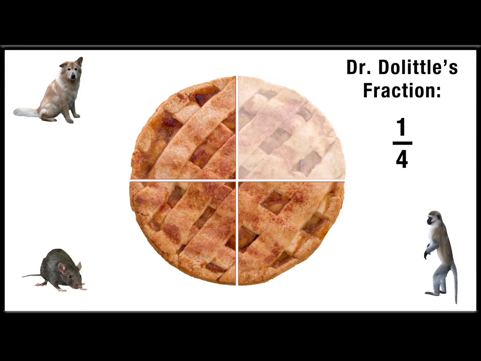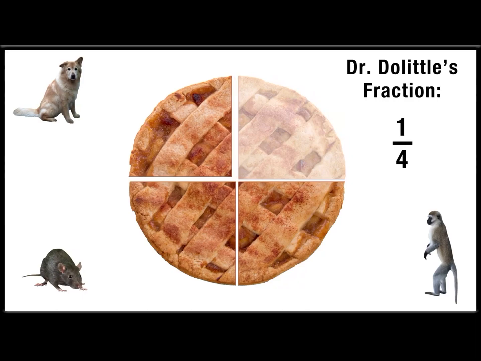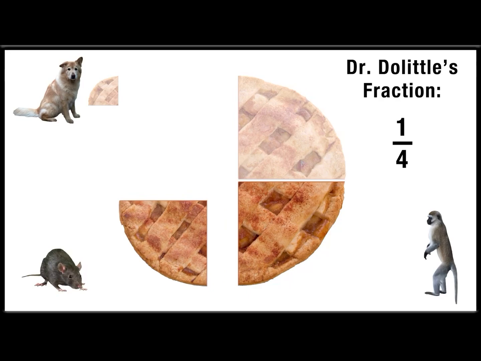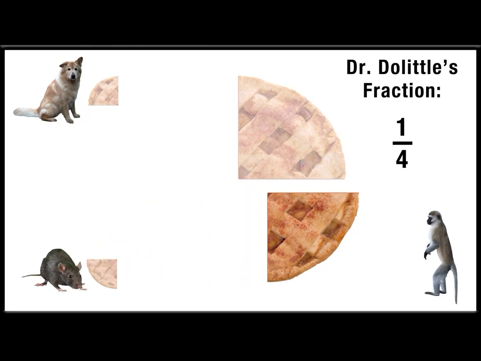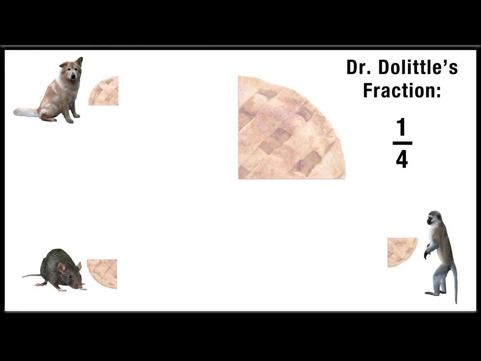If Dr. Dolittle eats one piece of pie, he will be eating 1/4 of the pie. That leaves 3 pieces, 1 for the dog, 1 for the mouse, and 1 for the monkey. Perfect!